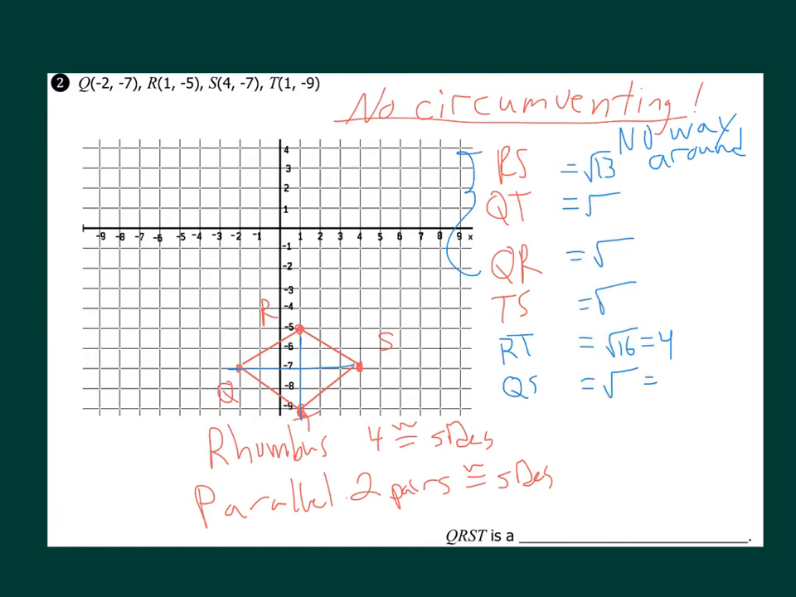So here's what I'm going to give you. The length of RS is the square root of 13. You can find the others on your own. I'll give you the length of RT is the square root of 16, which is a perfect square, and the length of QS is also going to work out to be a perfect square. And at the end, you'll have to answer whether or not this is a square, a rhombus, a parallelogram, or a rectangle. Let the numbers do the deciding, and we'll go from there. Then move on.